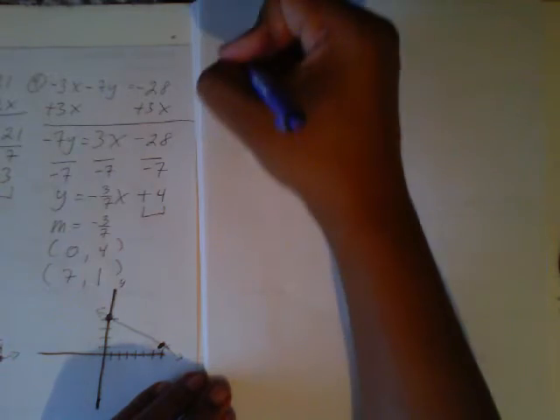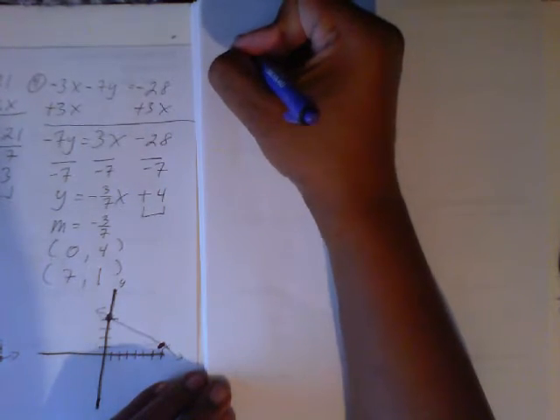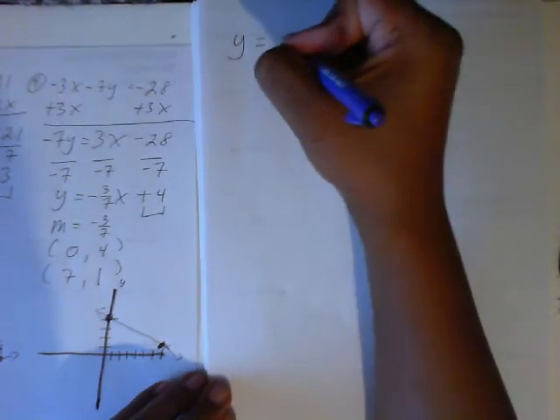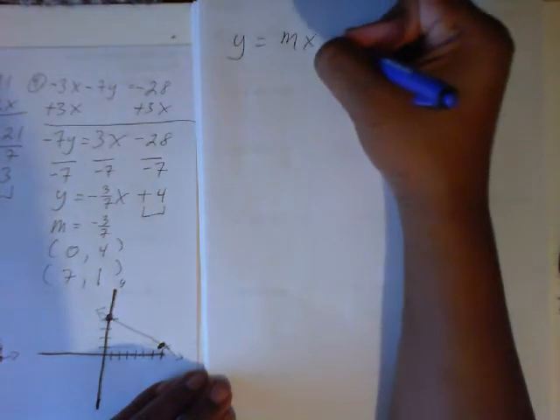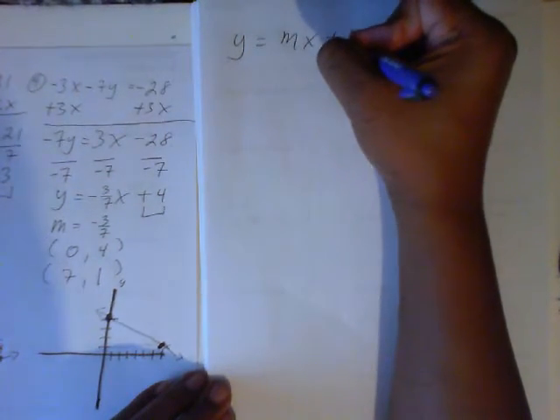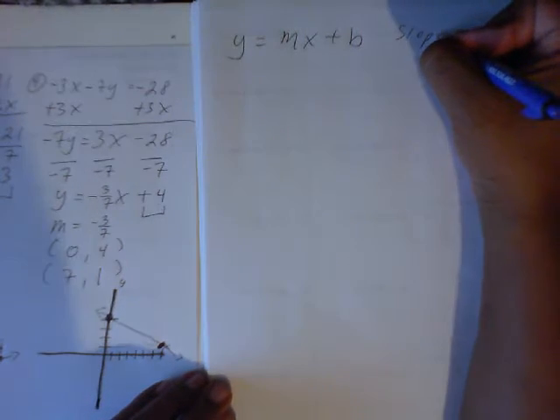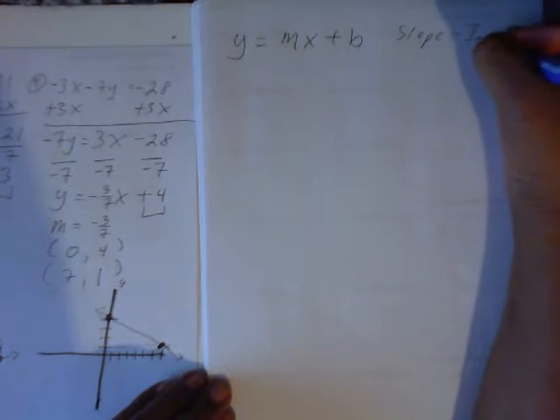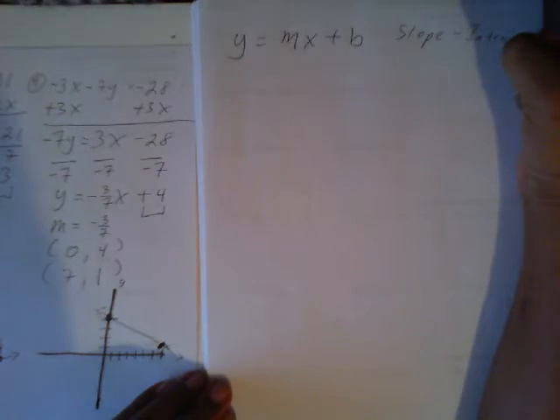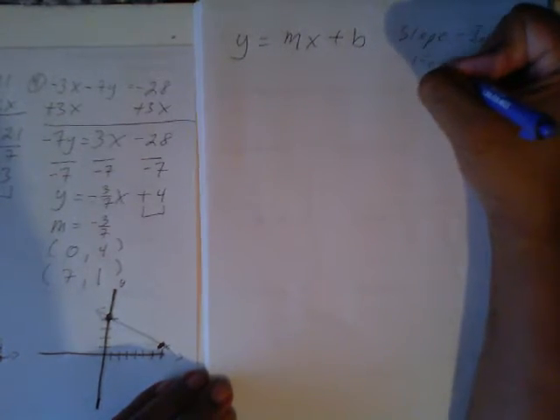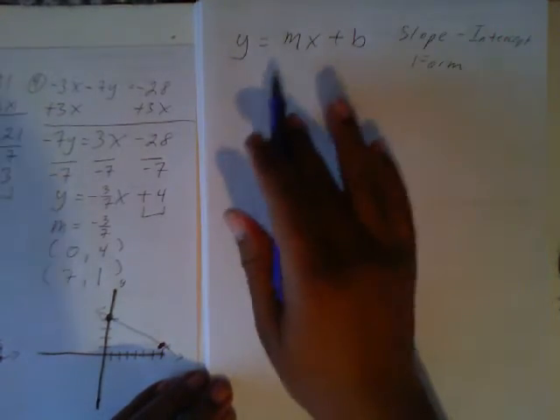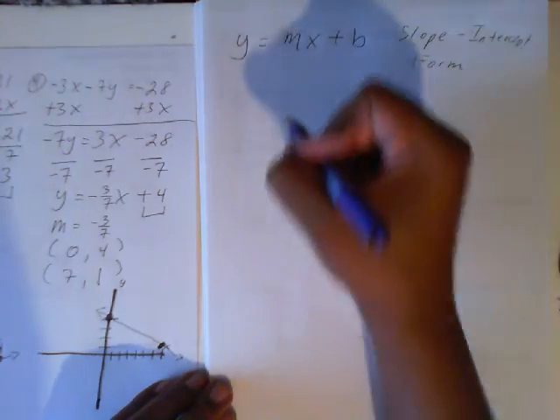Okay. So let's do a quick recap. Any equation written with y first, then the slope next to x, and then a number for the y-intercept, this is called the Slope-Intercept Form. Okay, and so this is what we were using to graph.